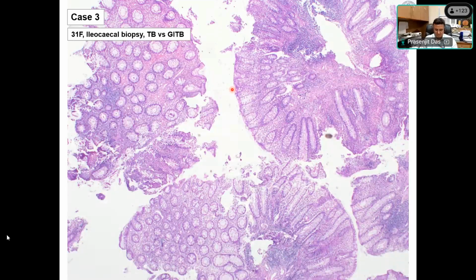So with that, I will invite Supriya, if she is there, to discuss case 3. This is a 31-year-old female, ileocecal biopsy, and the question was TB versus GITB. Or sorry, yes, sorry for the typo. It is actually Crohn's versus GITB.